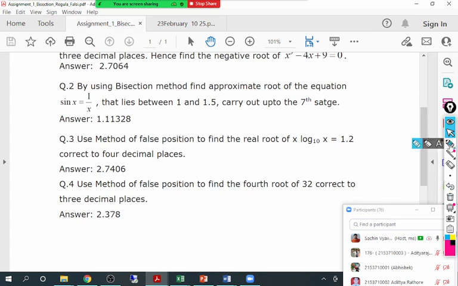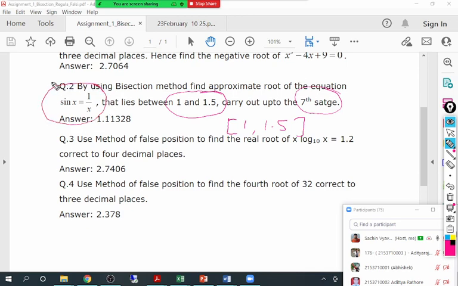The best part of the question 2 is we are given everything. First of all, we are given the interval. The interval is 1 to 1.5. Stopping criteria also given. We have to do the 7 stages, that is 7 iterations. And you'll observe a trigonometric term appeared in the equation. That equation can be considered as x sine x minus 1. That is our f(x). Hence, we should do the calculation in radian mode only. And the answer is here 1.11328.